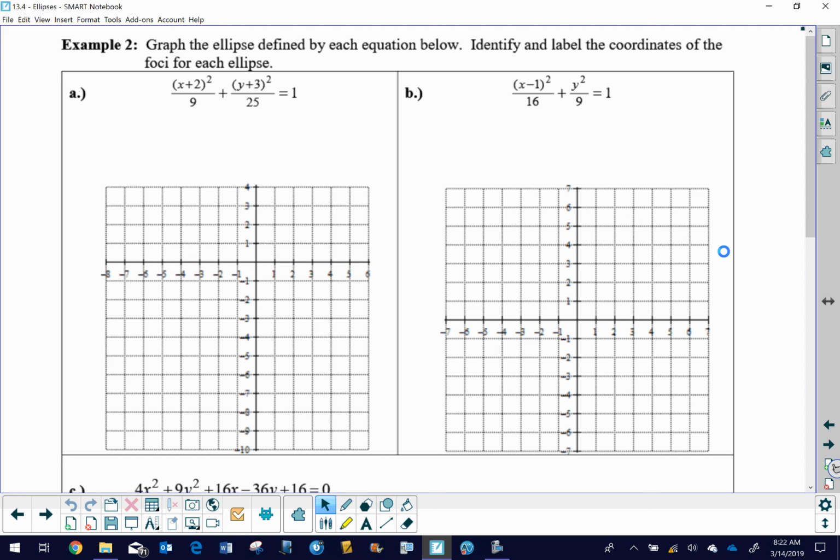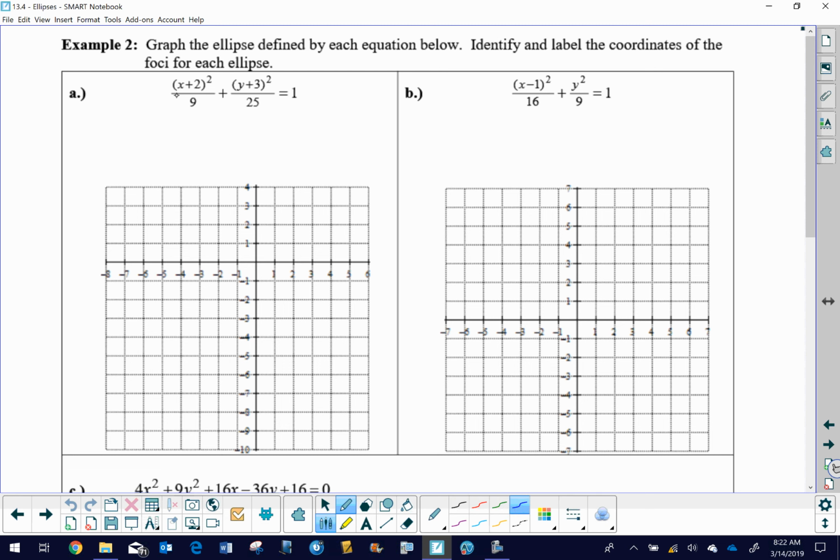Because as we've talked about in the other videos, the foci are the points that are going to be a little bit more challenging for us to find. So the first thing that we notice in example 2, part A, is that we have the wonderful standard form, if you will, for this particular ellipse. It has the center very recognizable, and from there we can find out a lot of other pertinent information.